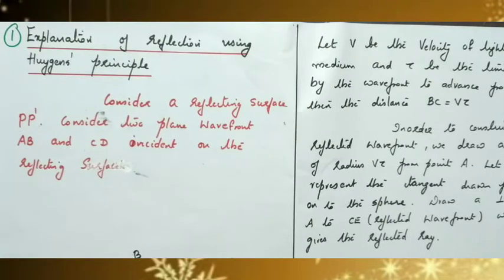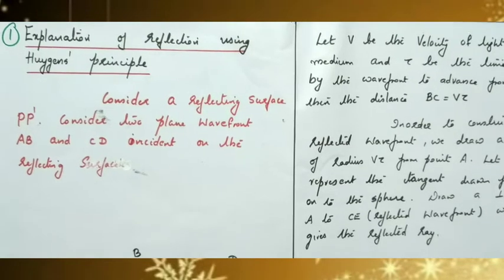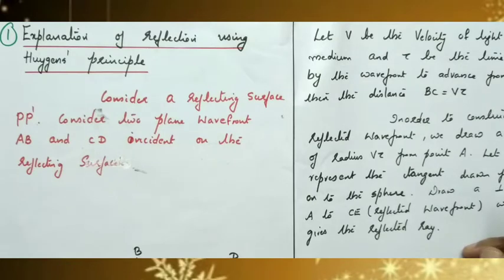Last class we studied what Huygens principle is. Huygens principle states that each point of the wavefront acts as a secondary source of disturbance, and the wavelets emanating from these points move with the velocity of light in the medium. If you draw a common tangent to all the spheres, we get the new position of the wavefront. That is Huygens principle. The importance of Huygens principle is that it could explain reflection and refraction.